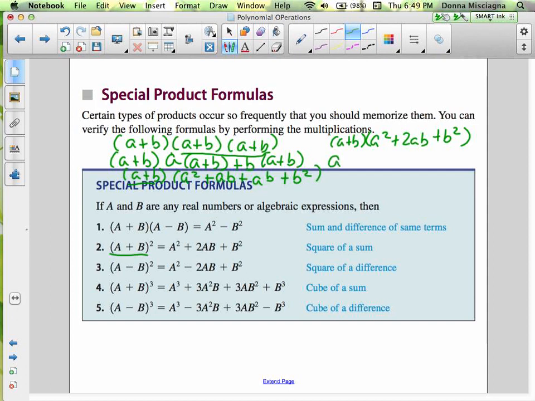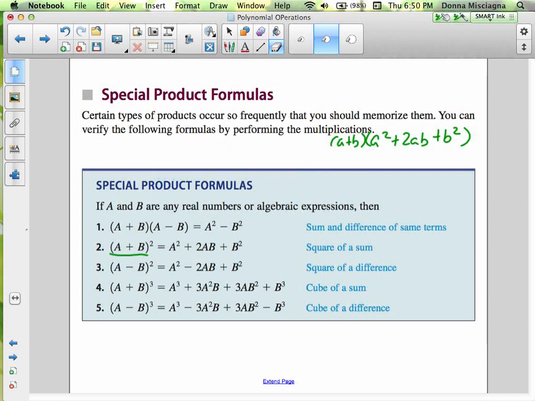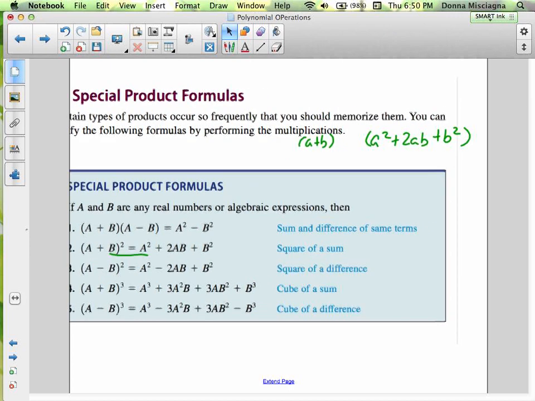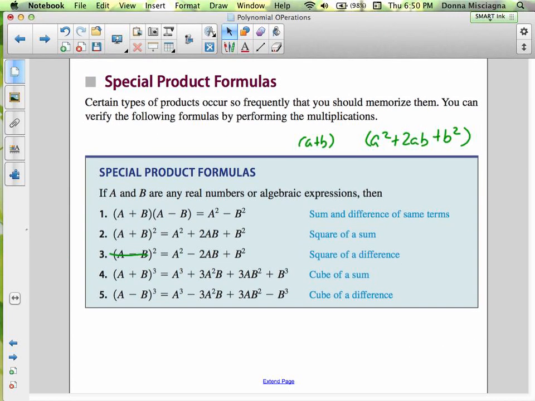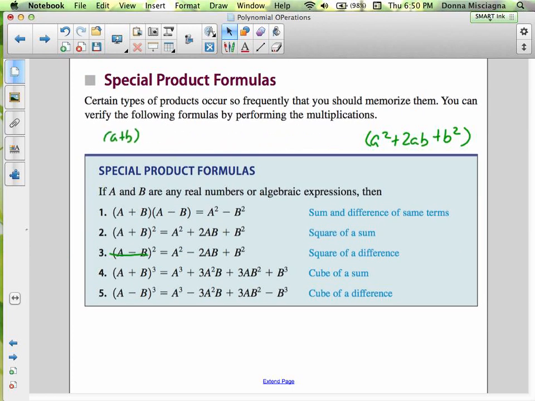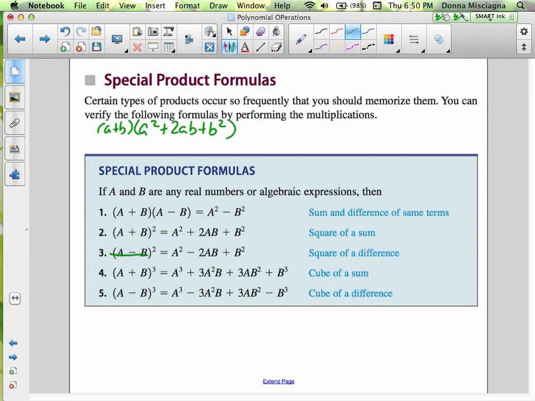So we would have a times (a squared plus 2ab plus b squared), plus the b times (a squared plus 2ab plus b squared). I'm going to erase this over here because I'm running out of space.